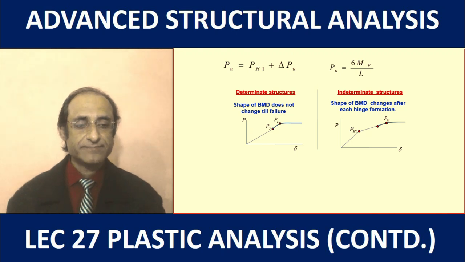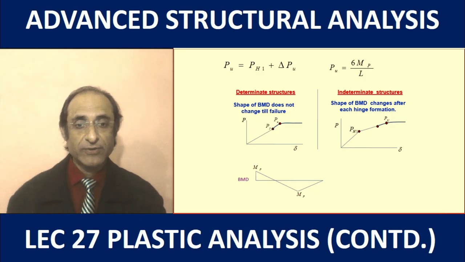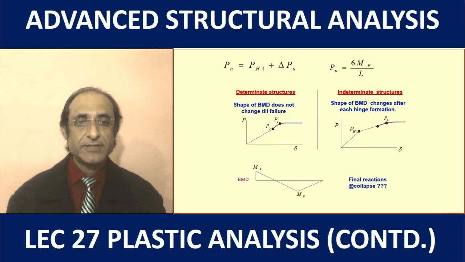So this will be the final bending moment diagram when the structure is just at the verge of collapse. So at both points A and B, the bending moments are MP. So you can find out the reactions at the final collapse by yourself.